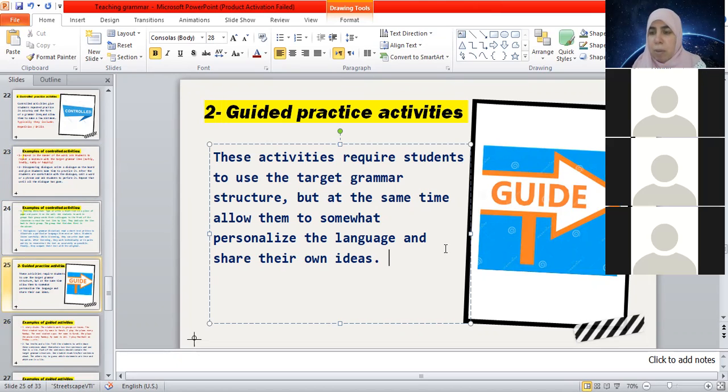They can write sentences with the correct form, for example, present perfect. So it's not a good idea to do a controlled activity. It's supposed to move to guided activity.